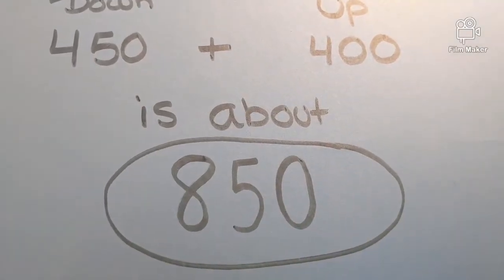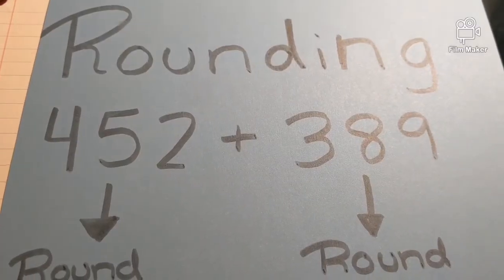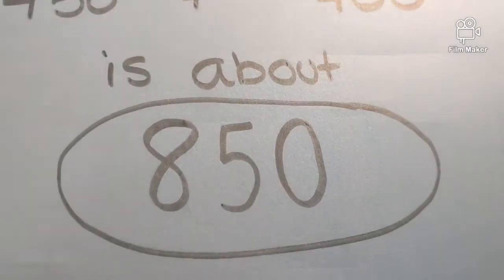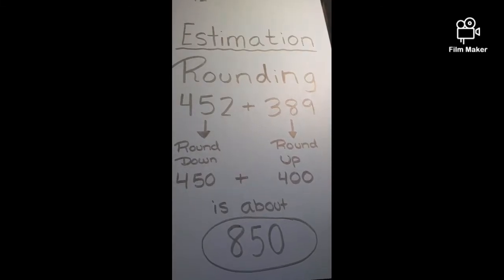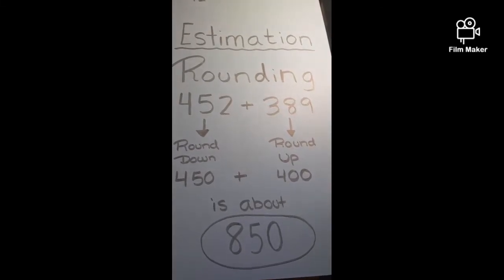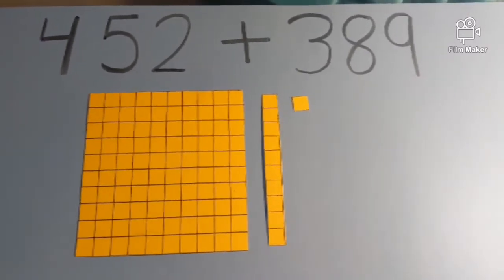450 added together with 400 is 850, so that means that our equation is about 850. Using estimation makes problems like this easier to add. We will now solve this problem using movable base 10 blocks.